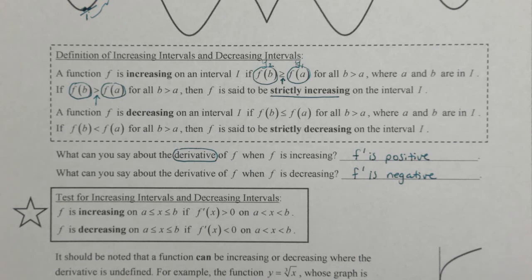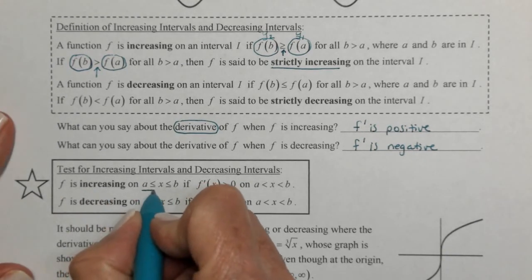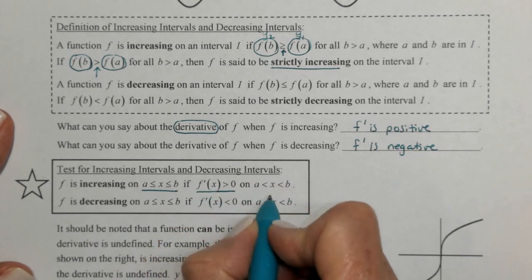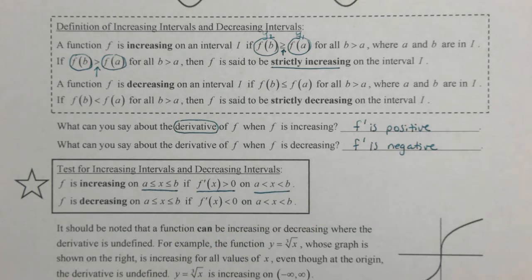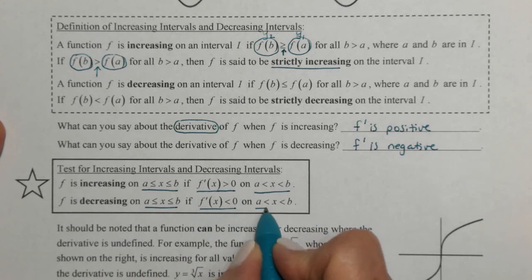So our test for increasing and decreasing intervals: f is increasing on the closed interval a to b if f prime, the derivative, is positive on the open interval a to b. Now that is assuming that exactly at a and exactly at b our function is defined. There's no hole, there's no asymptote, things like that. f is decreasing on a to b if f prime is negative on the open interval a to b.